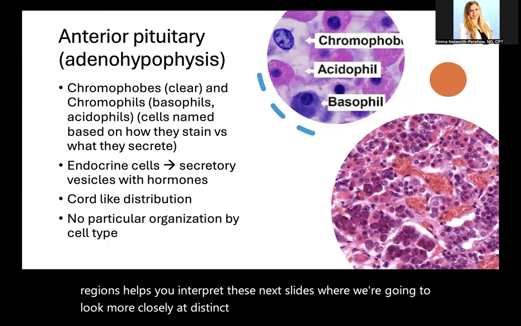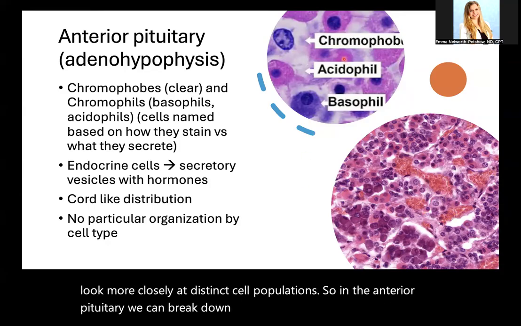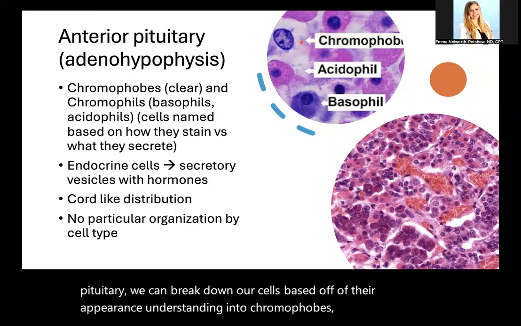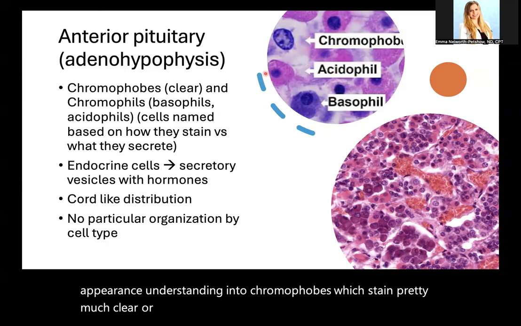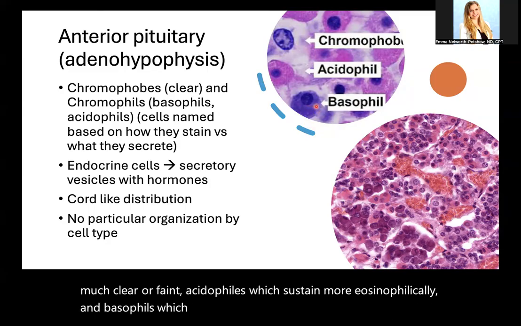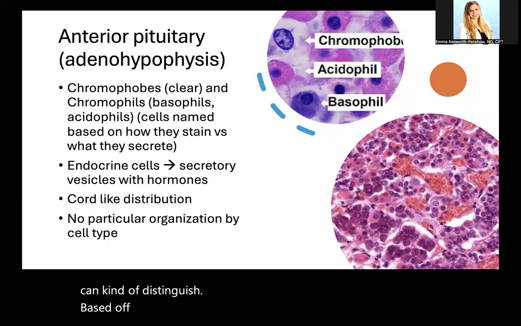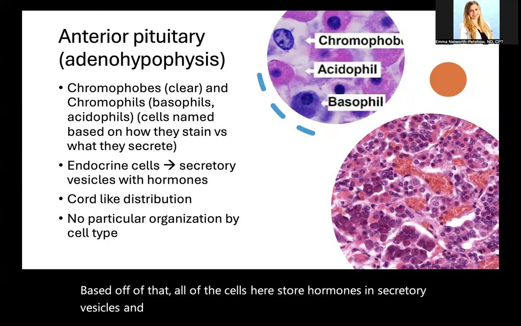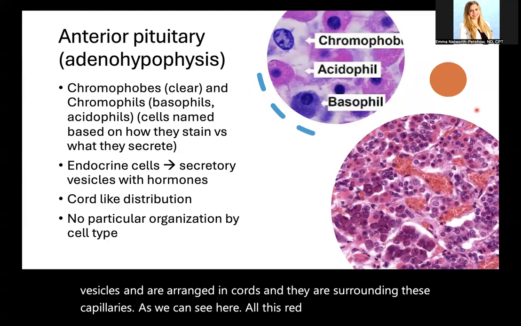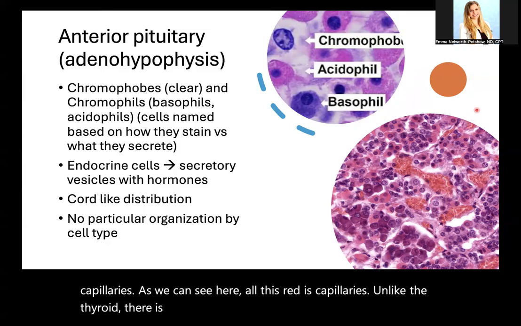In the anterior pituitary, we can break down our cells based off of their appearance under stain into chromophobes, which stain pretty much clear or faint, acidophils, which stain more eosinophilically, and basophils, which stain more basophilically or darker. All of the cells here store hormones in secretory vesicles and are arranged in cords, and they are surrounding these capillaries. As we can see here, all this red is capillaries.